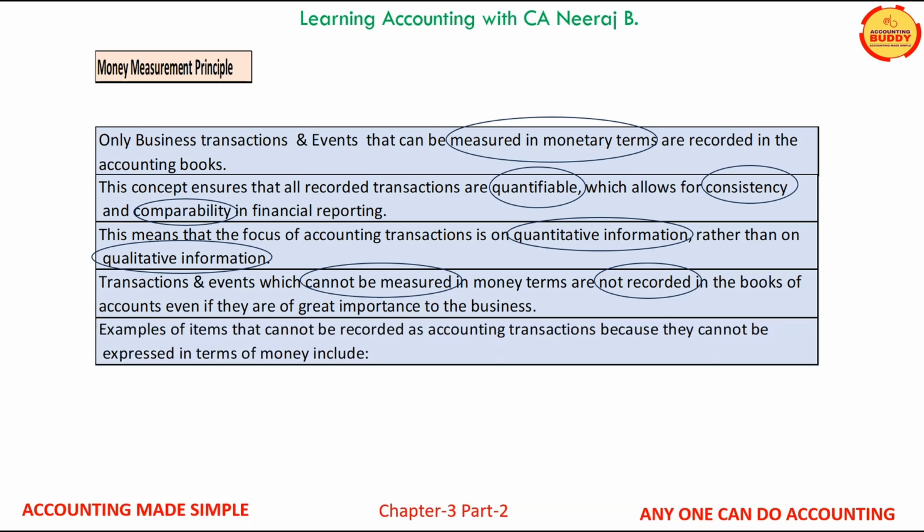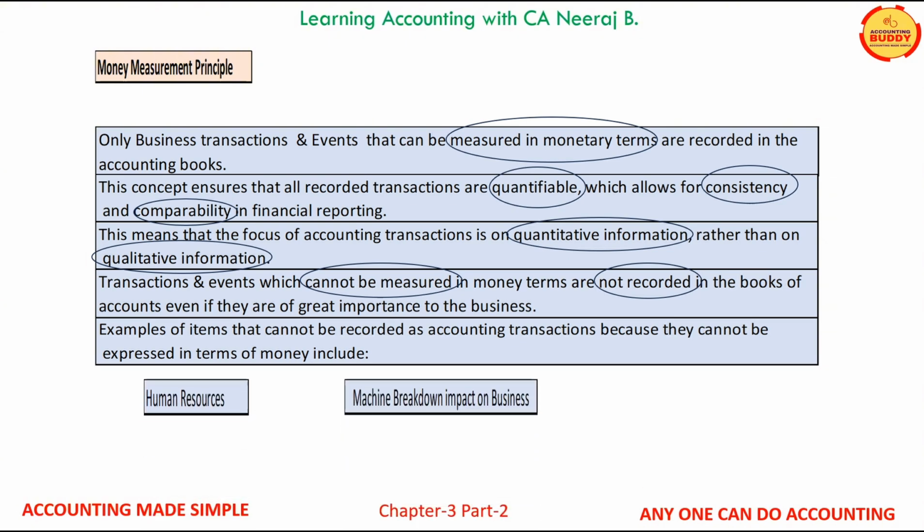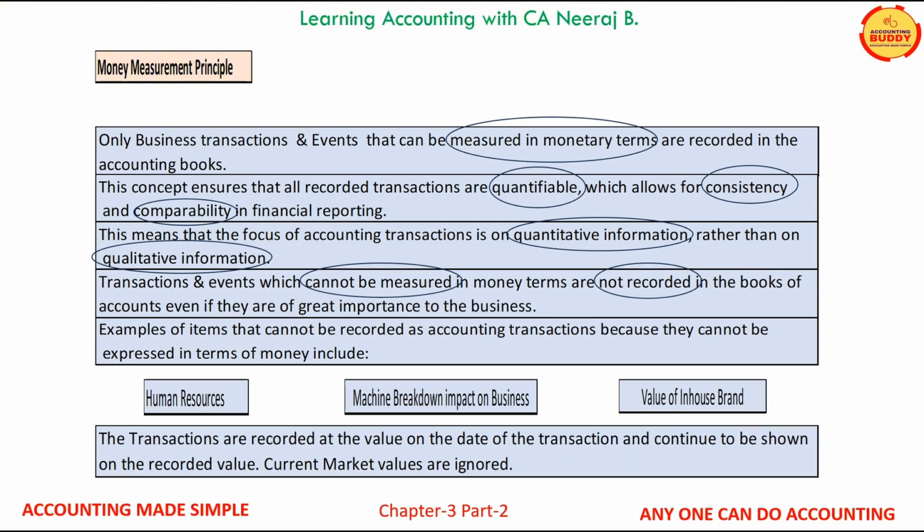A few examples of items which are related to business but cannot be recorded in the books of accounts are human resources, machine breakdown impact on business, and value of in-house brands. Please note that the business transactions are recorded at the value on the date of the transaction. They continue to be shown at the recorded value and current market values are ignored.